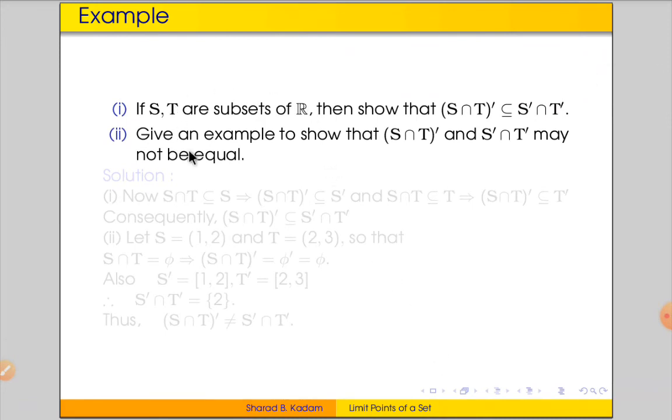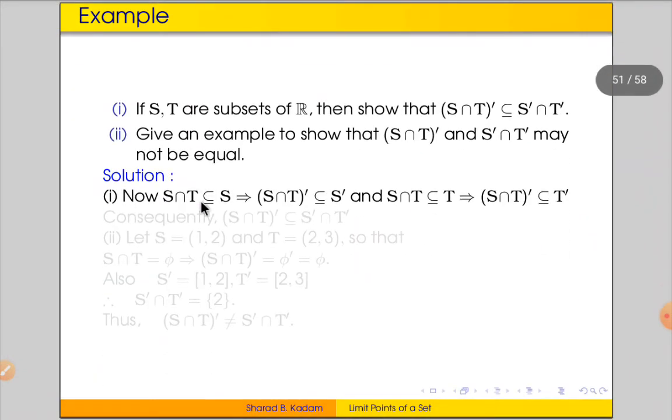Next example, if S and T are subsets of set of real numbers R, then show that derived set of S intersection T is subset of derived set of S intersection derived set of T. And next, give an example to show that derived set of S intersection T and derived set of S intersection derived set of T may not be equal. So we have solution.